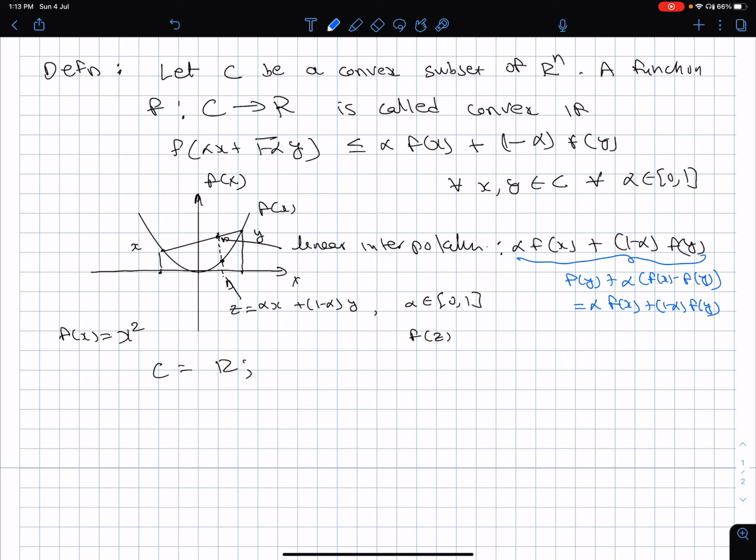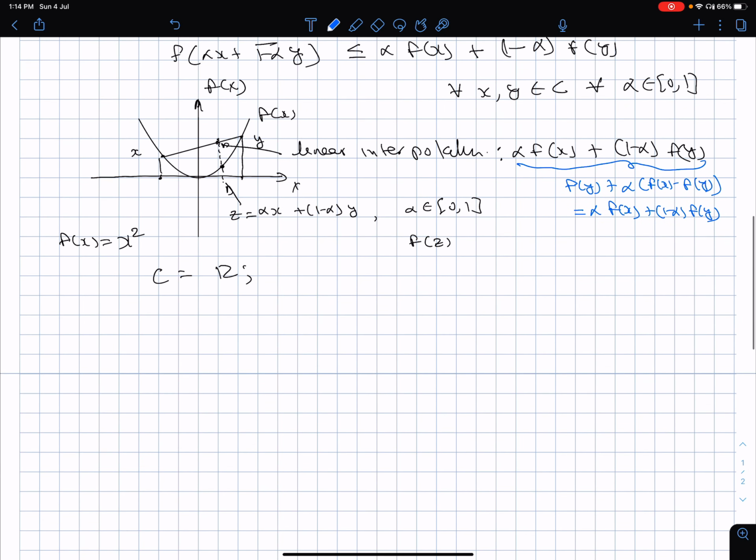So now it is very clear, I hope, that this represents the interpolated value on the line segment corresponding to the function value, and this x, this y and this z, which is obtained by alpha x plus 1 minus alpha y, is the interpolated value of the domain variable x on this line segment. Now, the function is convex if the interpolated value is greater than or equal to the actual value of the function.